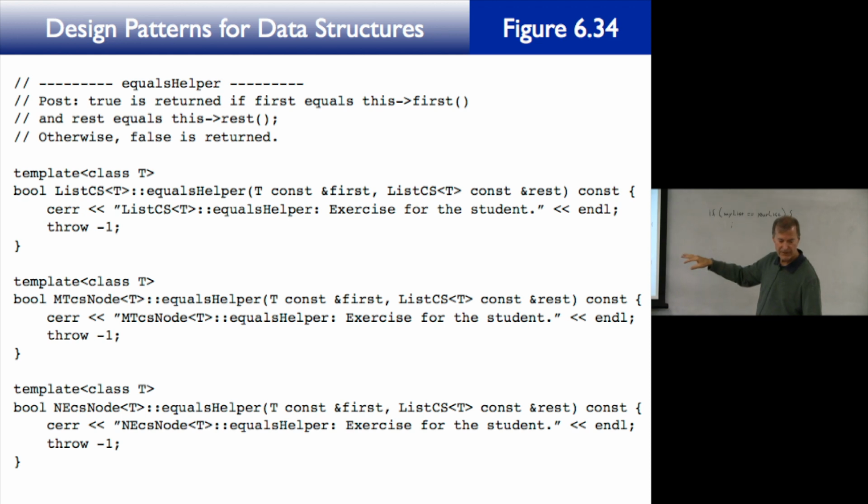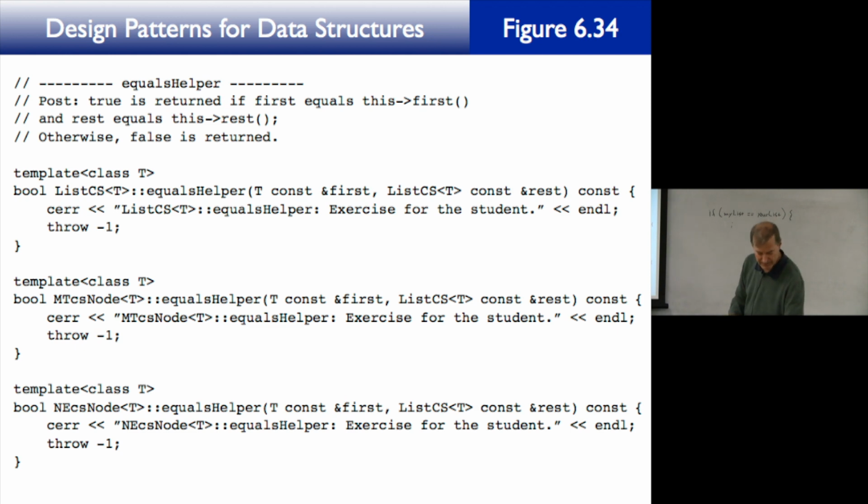Whenever we write the documentation for this, we have to explain how these parameters work. What is the post condition? The post condition for equals helper is true is returned if first equals this arrow first and rest equals this arrow rest. Otherwise, false is returned. So once you get to a helper, what do you know? We know that we are comparing the first and the rest with the list. We're given a first and a rest with the list.